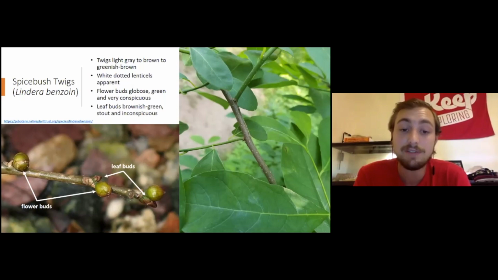The flower buds are very green and globose, so just very spherical, very conspicuous, whereas those leaf buds are more brownish. They're stout, so really, really small and fatter towards the stem, and much more inconspicuous when compared to our flower buds.